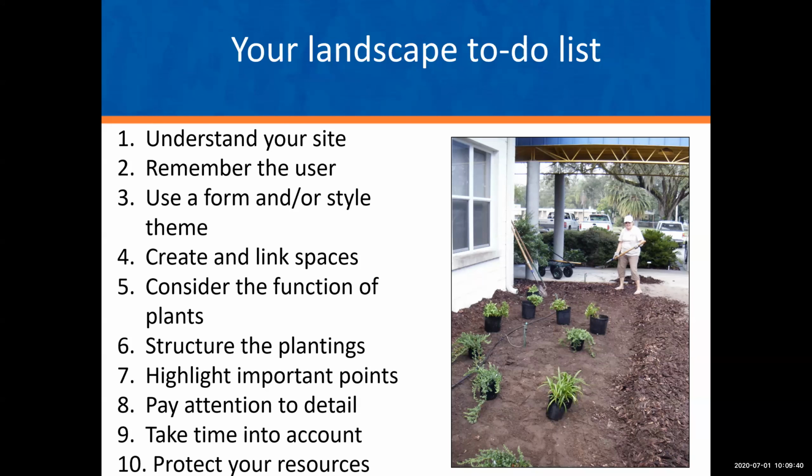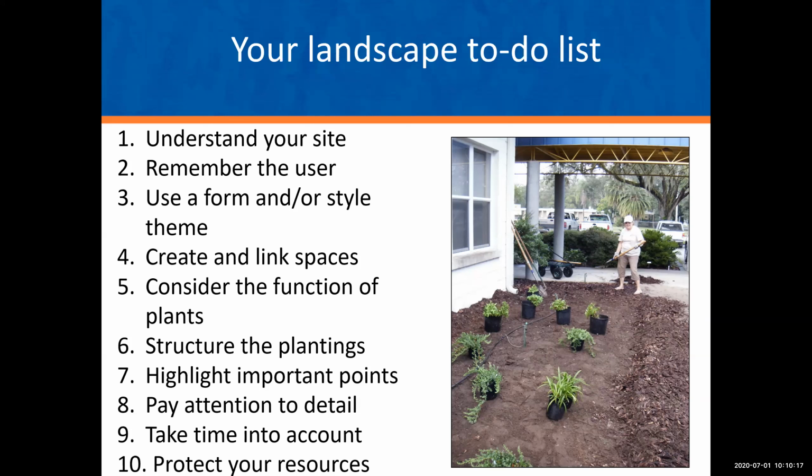We'll probably talk more about that next week. Seven, highlight important points such as transitions and focal points. We'll talk a lot about that, as well as number eight, paying attention to detail. That means different materials, different colors, textures, forms and shapes of plants as well. And then number nine, take time to account for the growth and maintenance of your plants. And we'll talk about that when we get to figuring out how much space you have and laying out your design. And a lot of that will build upon what we talk about today with doing an inventory and analysis.